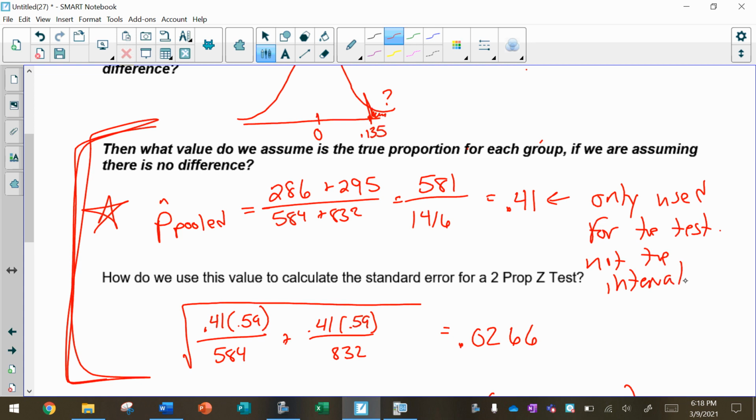This is the one kind of hiccup in this chapter, this whole p hat pool thing. The reason why we have this is because our null hypothesis is assuming there's no difference. So we need a value to represent the true proportion for liberals and the true proportion of conservatives, and we need that value to be the same thing. And this is what that value represents. So for the sake of the question, we assume that the true proportion for each group is 0.41, and that's why we plug it in both spots.